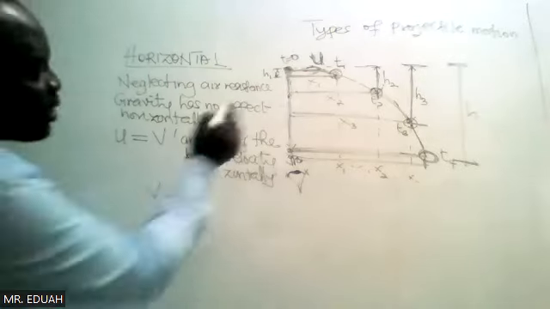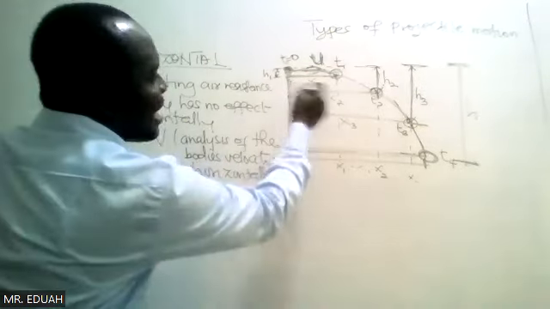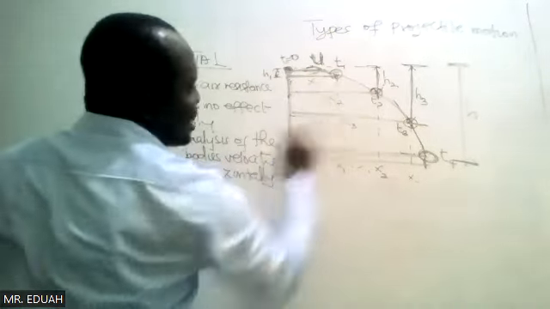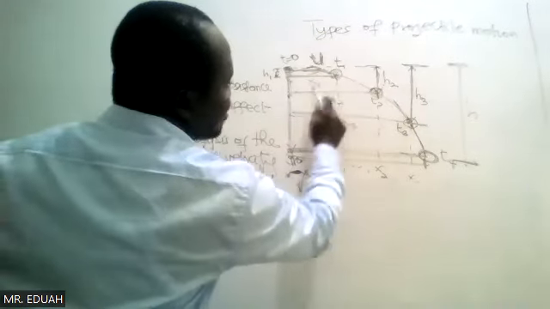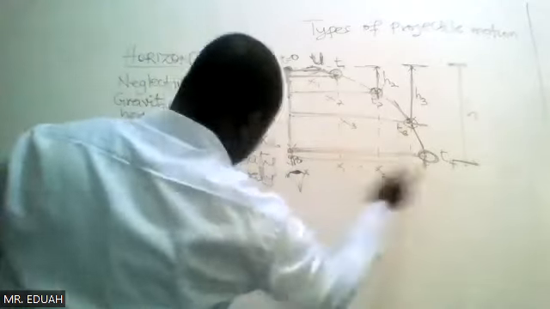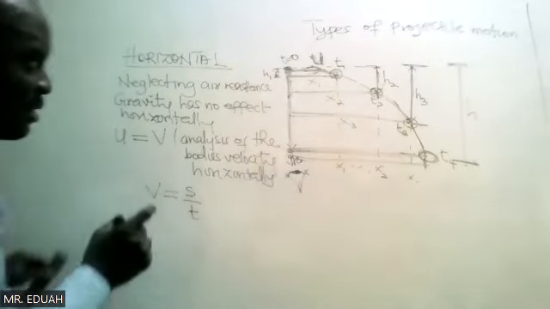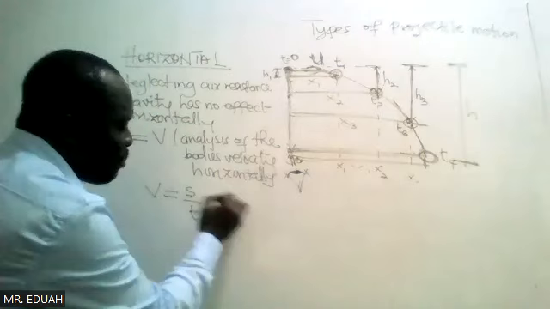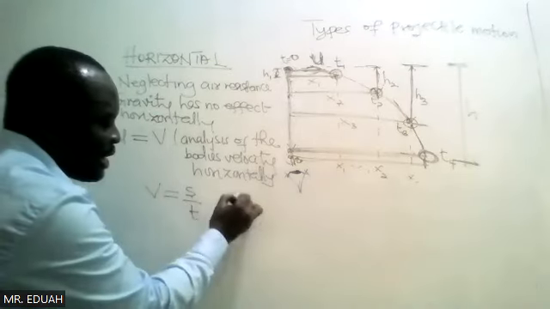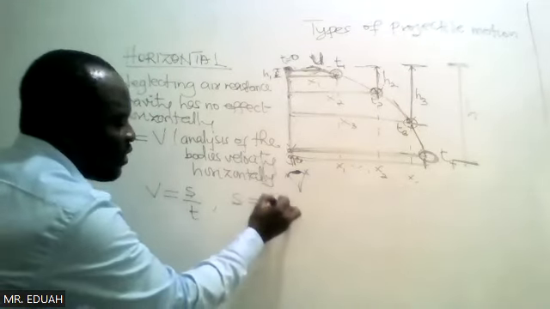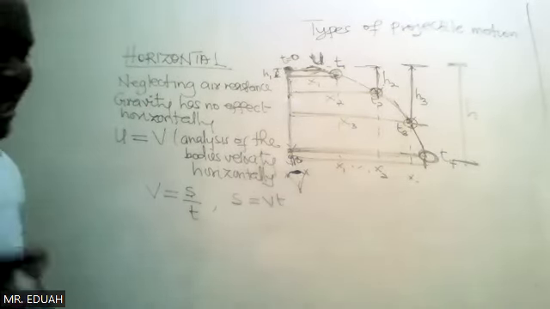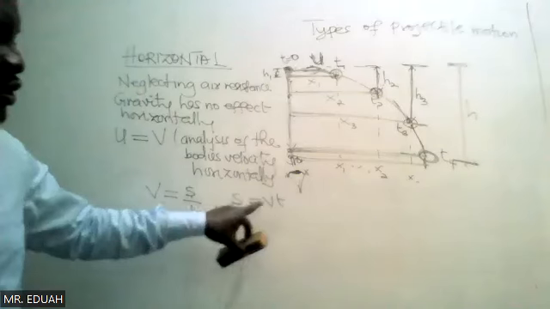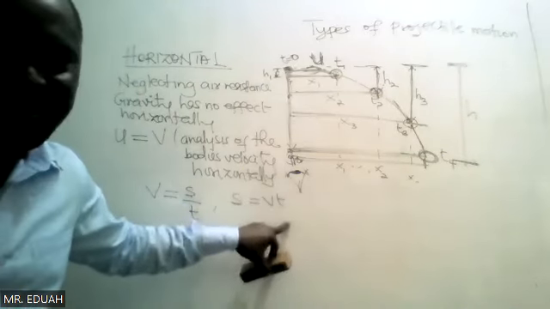Our interest is that we want to find the horizontal displacement at times T1, T2, T3, and T4. If you make displacement the subject from here, S is equal to V times T. It means that displacement is equal to velocity times time.